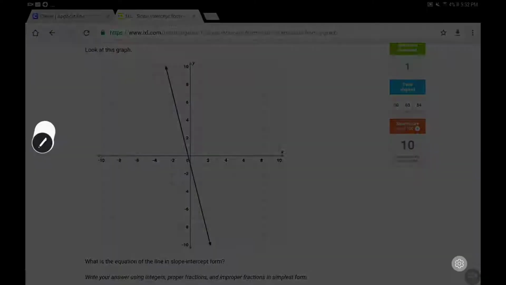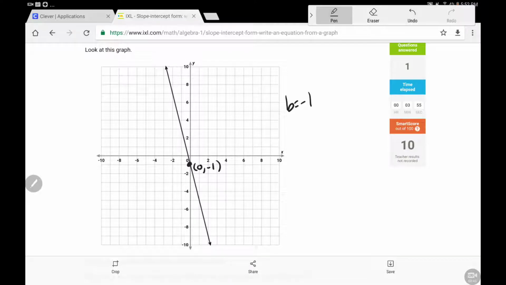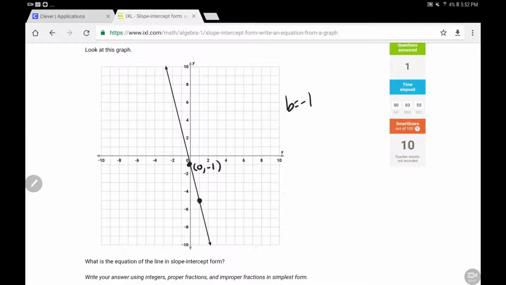So then again, here's another one. Let's do one more. Again, just look at your points. There's 0, -1. So b equals -1. And our slope, I'm going to go to this nice point here. Some people go to this point here. Just make sure you reduce. So go down and over.